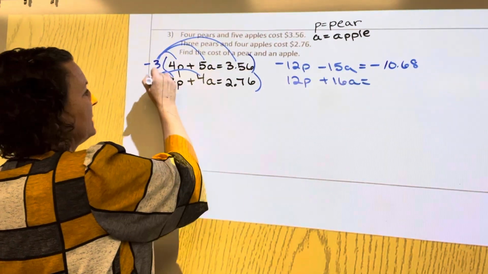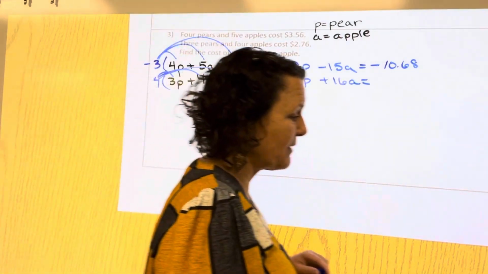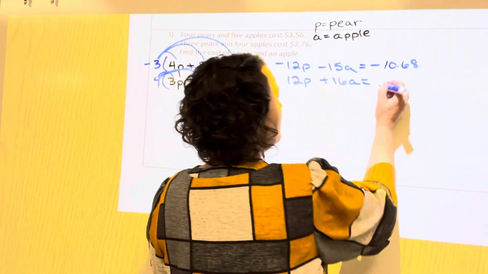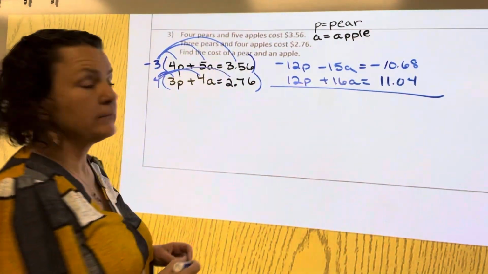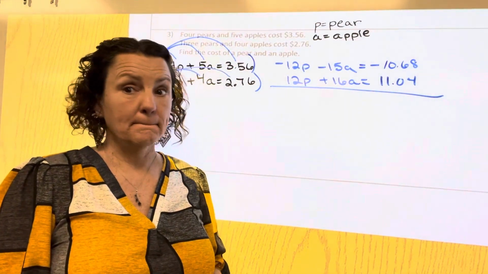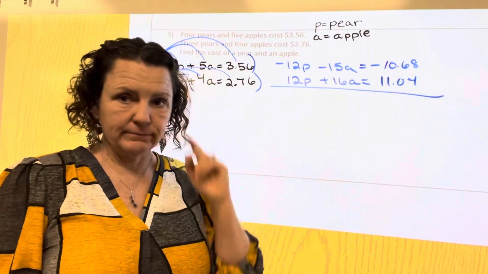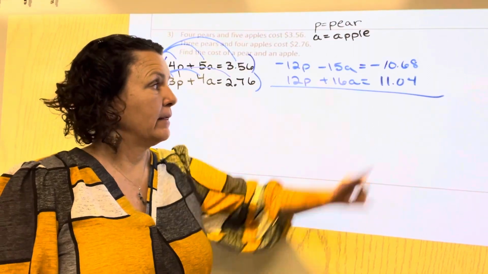16a, and then 4 times $2.76, which is $11.04. Can you see what cancels? Do you? Point at it. Let me see. Did you point at that?